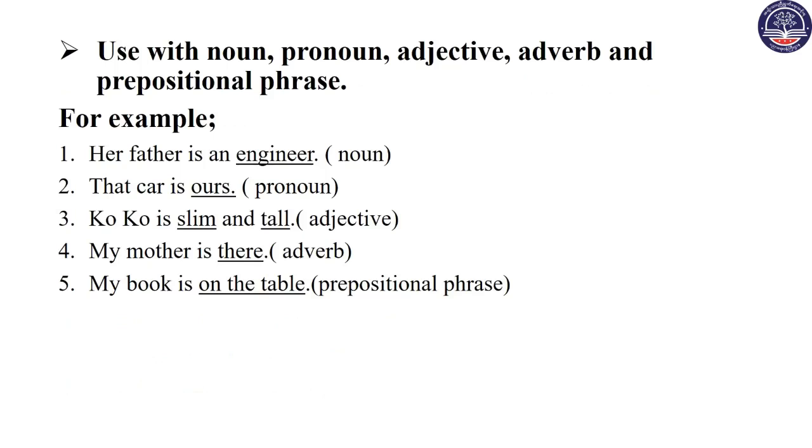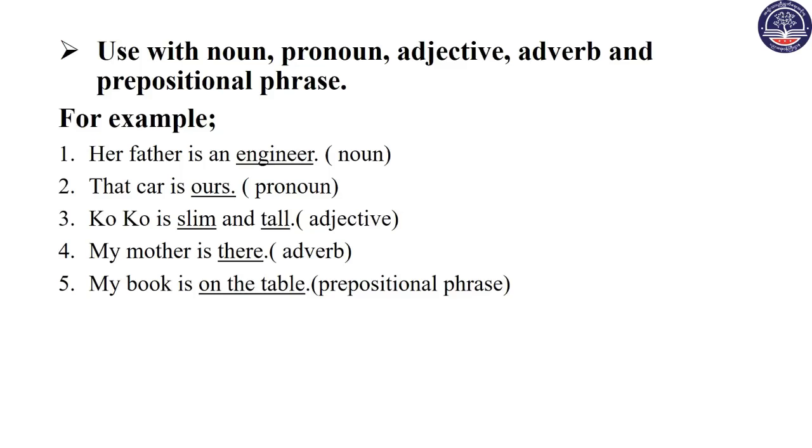Use with noun, pronoun, adjective, adverb, and prepositional phrase. Verb to be can be used together with nouns, pronouns, adjectives, adverbs and prepositional phrases. For example, her father is an engineer. In this sentence, engineer is a noun.